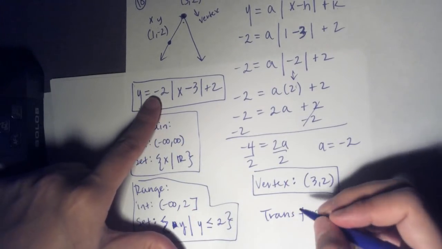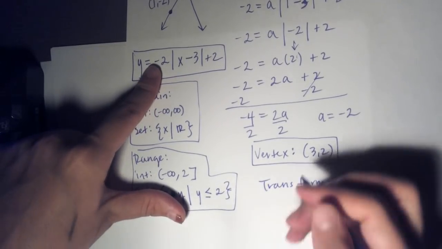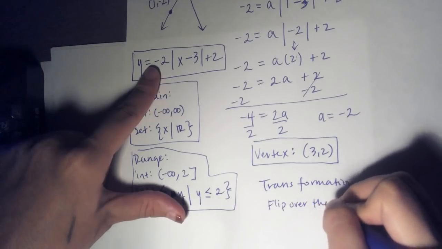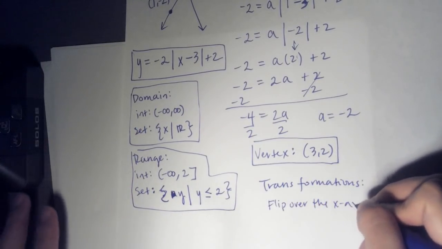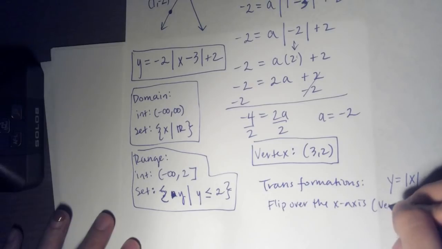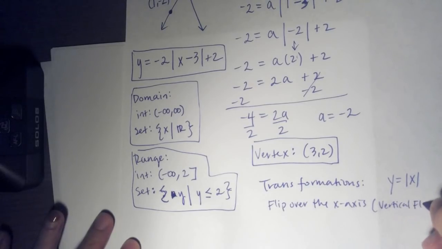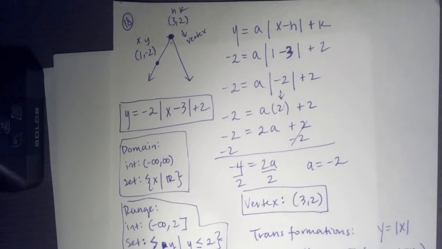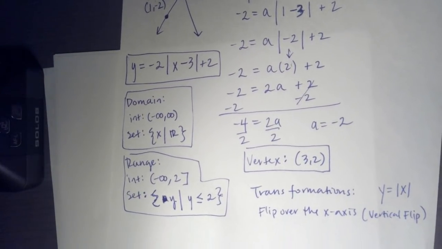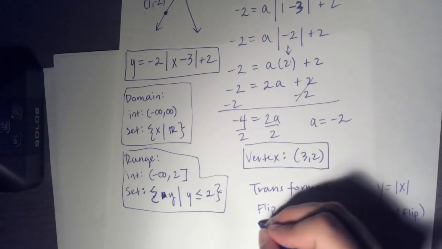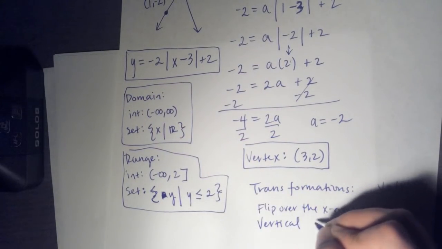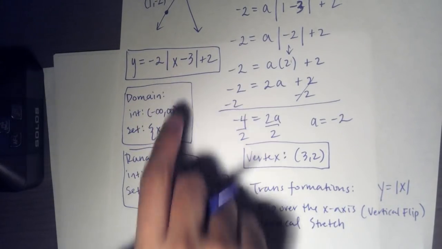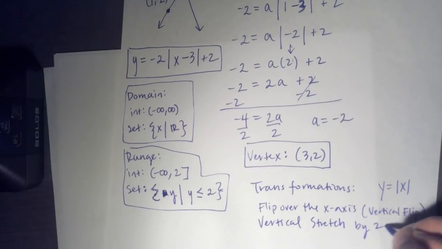So this negative on the outside, what that's going to do is flip over the x-axis, or you can call it a vertical flip. That's the same thing, which makes sense, right? It was pointing up, and now it's pointing down. So that's the negative. The 2 is in vertical land, so that's going to be a vertical stretch, by what it says. It's multiplying, so it's a vertical stretch by 2.